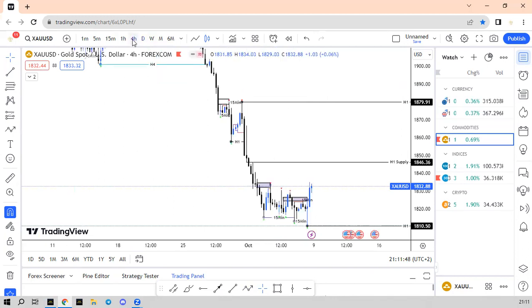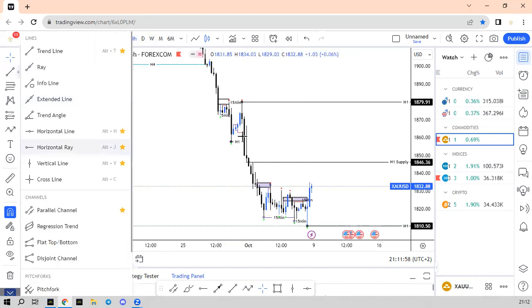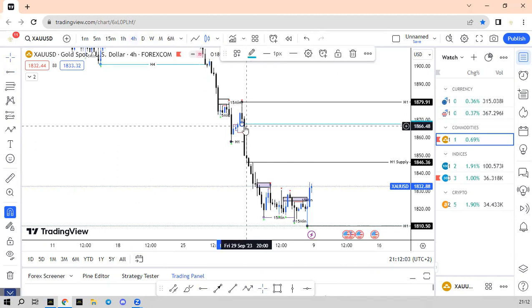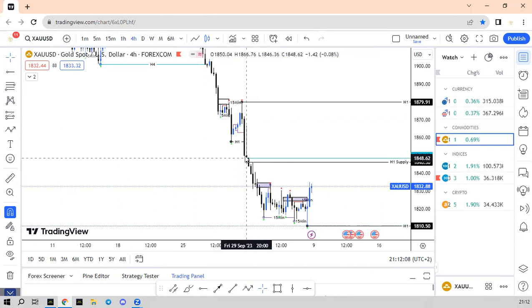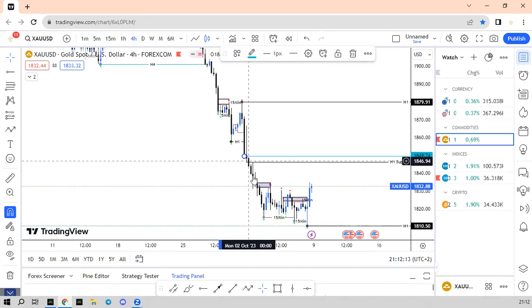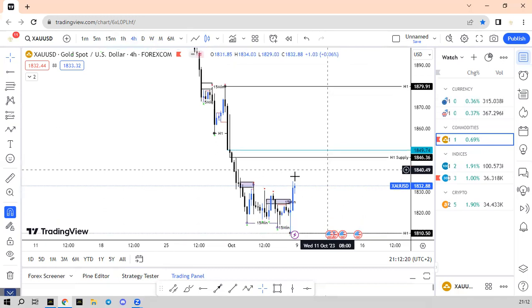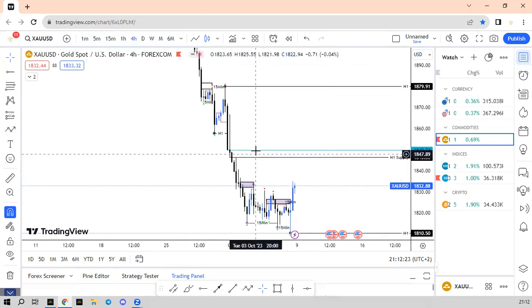Let's check H4. So on H4, the only inefficiency that I'm looking for, that I see here, is this one. This is the only place where there's no efficiency. Even here, there's a small inefficiency. However, here the market was efficient all the way down. So this one is a bit tricky. If I were to sell, it's a bit tricky. However, I am looking for a sell.